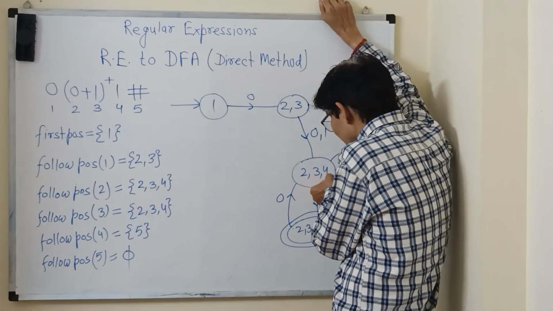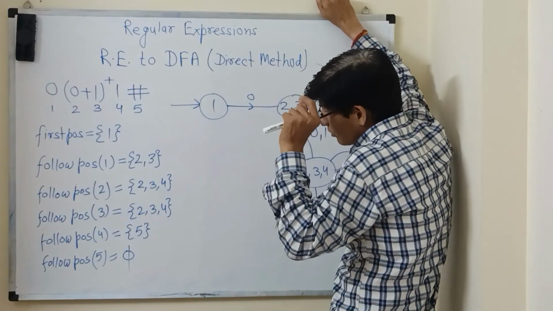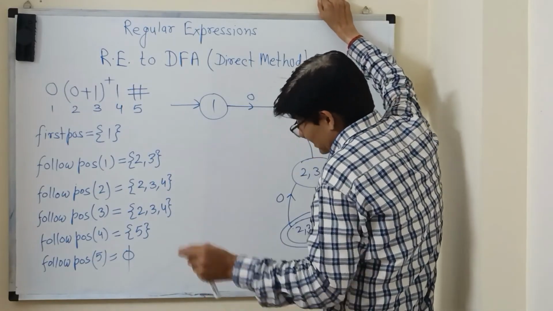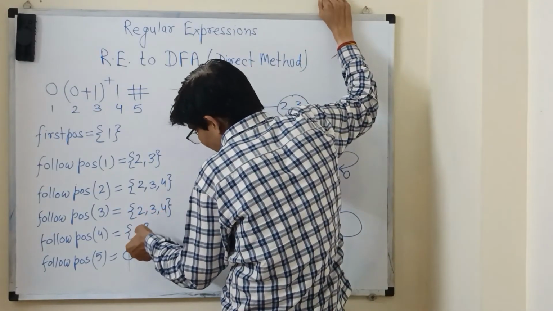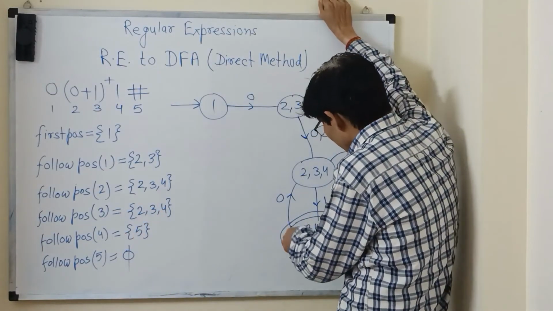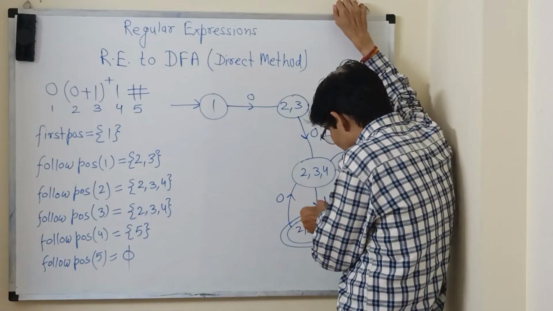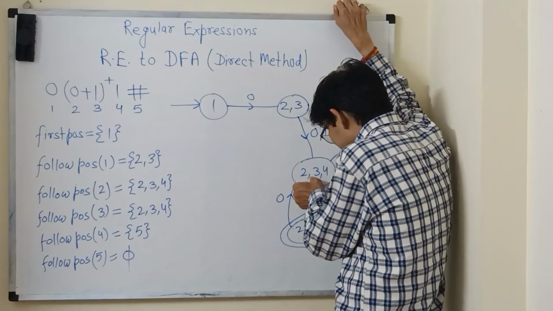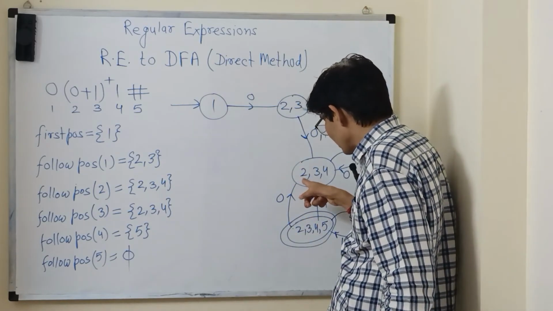So 3 and 4, two numbers we have assigned to 1. So now we will take the follow of 3 union follow of 4. So that would be 2, 3, 4 and 5. That state we have not created here, so we will create this state, and we will make the transition of 1 from this state to this state. Now we have considered both the transitions for this state.